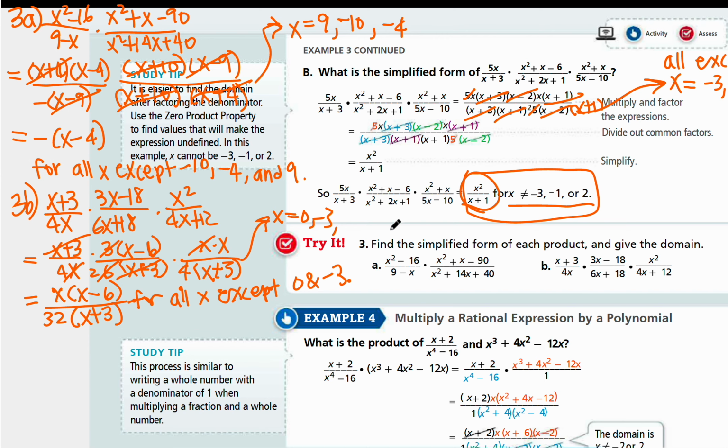Okay, so those are the answers for try number 3, A and B. Please check your answers and see if you got it correct. If you did, great job. We'll continue with the next example in the next video.